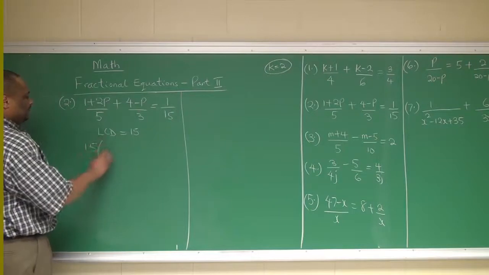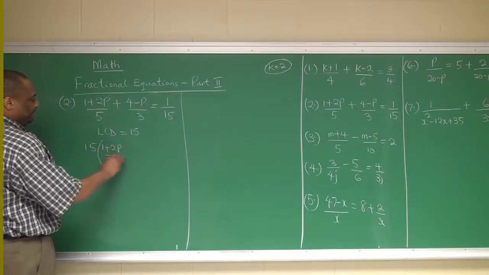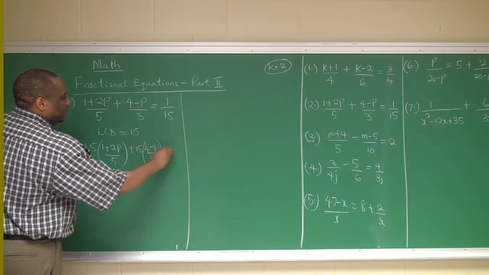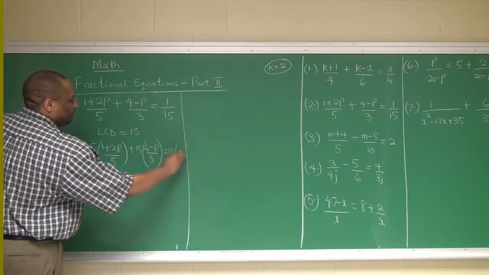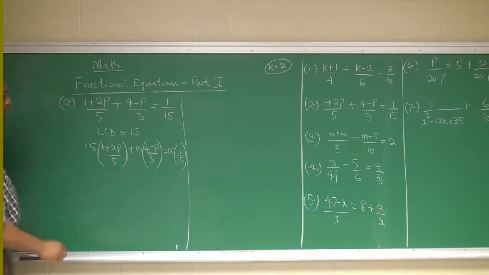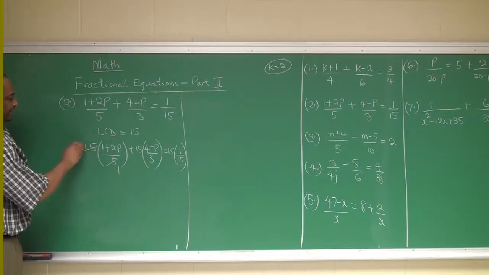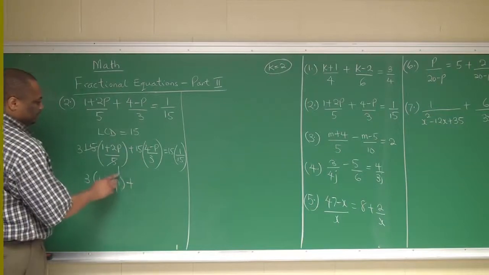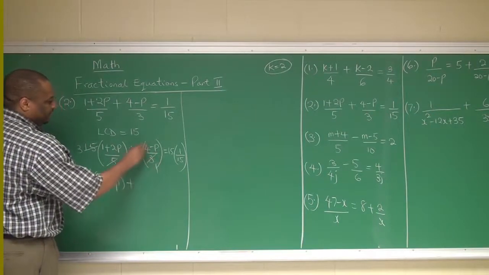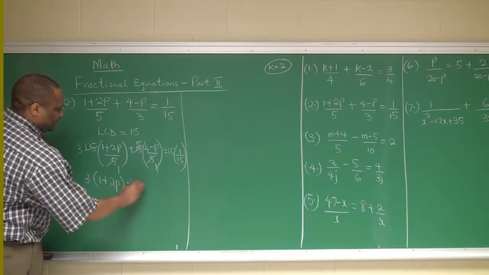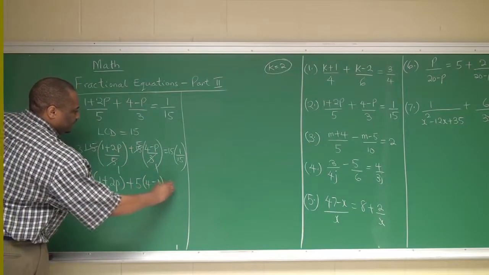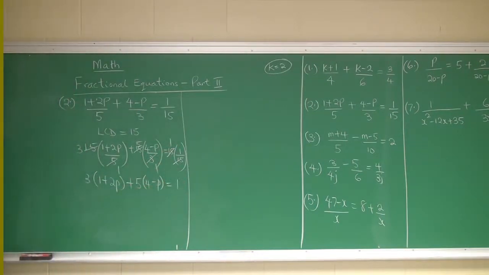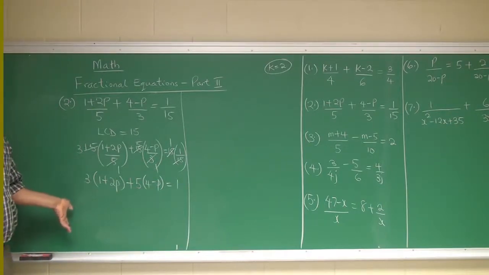So we have 15 times 1 plus 2p over 5 plus 15 times 4 minus p over 3 equal to 15 times 1 over 15. Okay, 5 divided by 5 is 1, 15 divided by 5 is 3. So we have 3 into 1 plus 2p, then plus 3 divided by 3 is 1, 15 divided by 3 is 5. So plus 5 into 4 minus p equal to 15 divided by 15 is 1. 1 times 1 is 1. Equal to 1. And from here we now distribute.